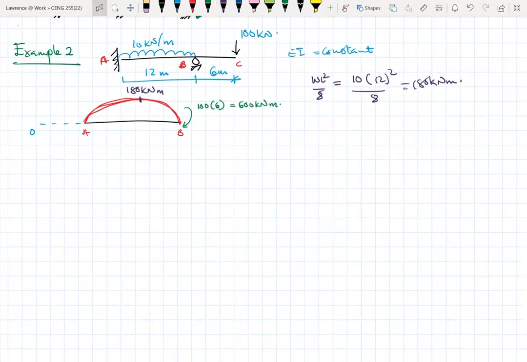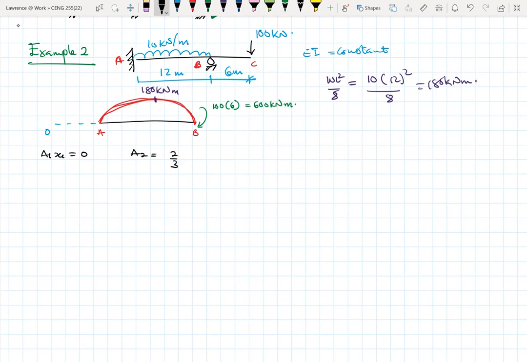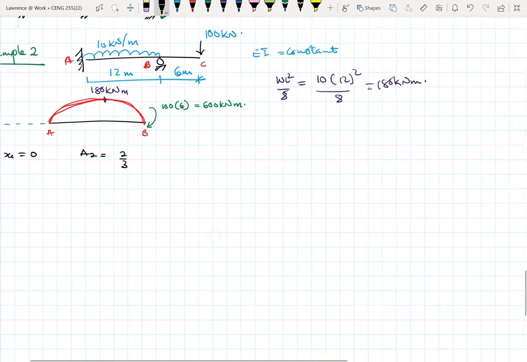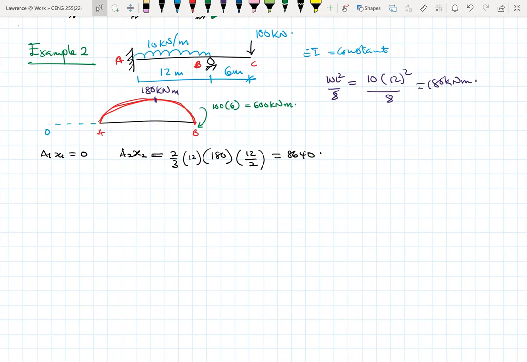Once we have that, let's find A1. A1 will be for section 1. So A1x1 is 0, so I don't need to write it. Let's find A2. A2 is 2/3 of a base of 12 times a height of 180. For A2x2, we multiply by 12 over 2. That gives me 8640. Once we have that, we can formulate our equation.